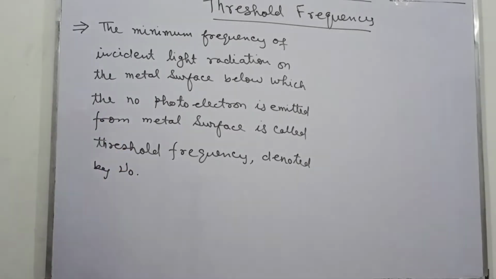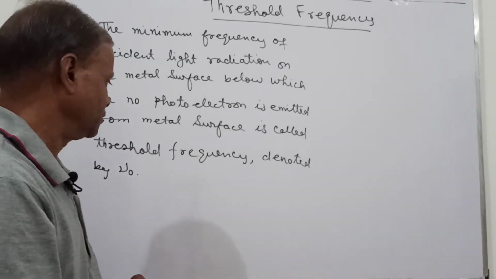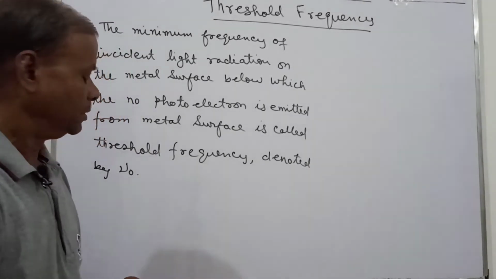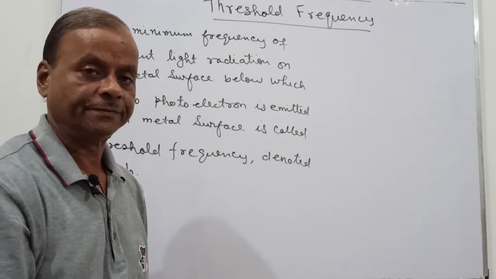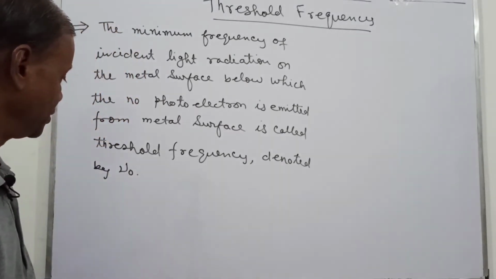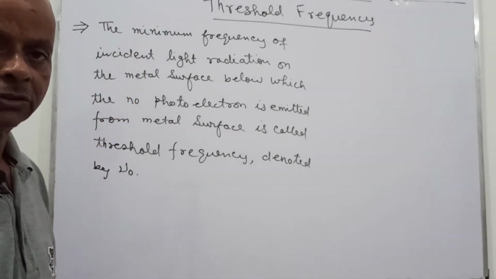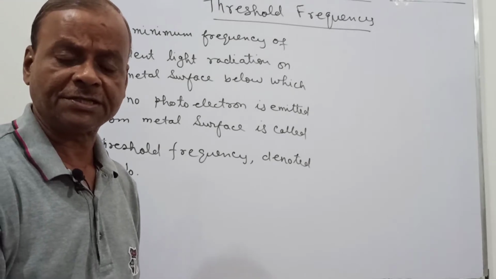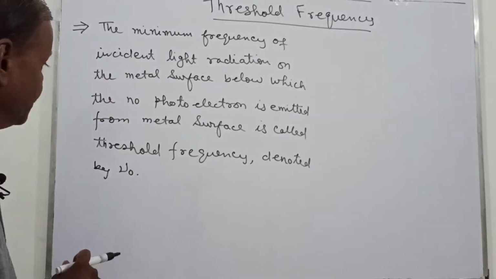The minimum frequency of the incident radiation on the metal surface below which no photoelectron is emitted from the metal surface is called the threshold frequency, and it is denoted by nu naught. So threshold frequency is the characteristic of the metal surface.